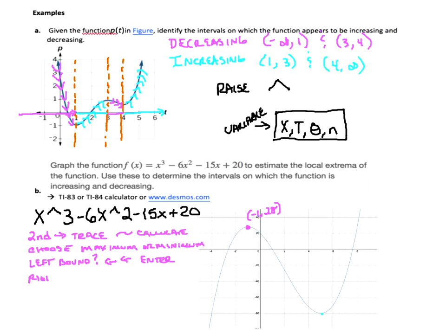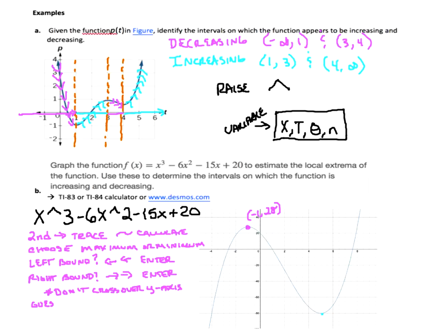Then it's going to ask for a right bound. And you're going to arrow to the right. Don't cross over the y-axis when you do this, or it'll gork out on you. It doesn't understand it when you do that. Arrow to the right until you get to the right of that point you want to calculate on the function and hit enter.